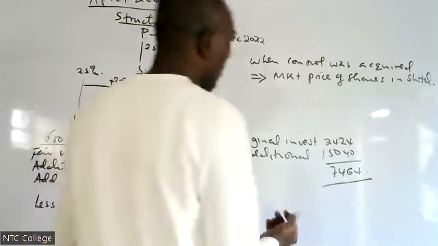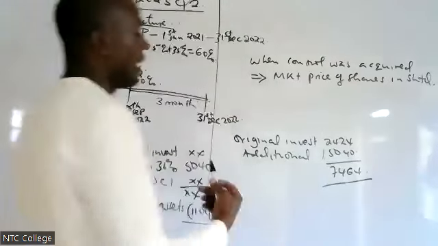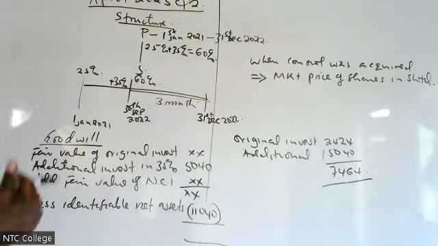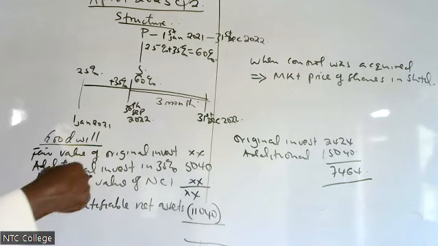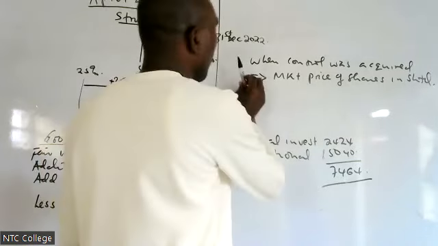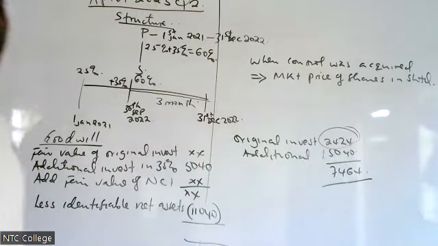But now I'm very happy because you responded that it's 7464. That is why I am also taking the initiative to show you how 7464 is coming. The original investment in associate was 2424. Then additional investment in 35% was 5040. Therefore, total comes to 7464. But now I want to give you the fair value of the original investment. I want to give you the fair value.